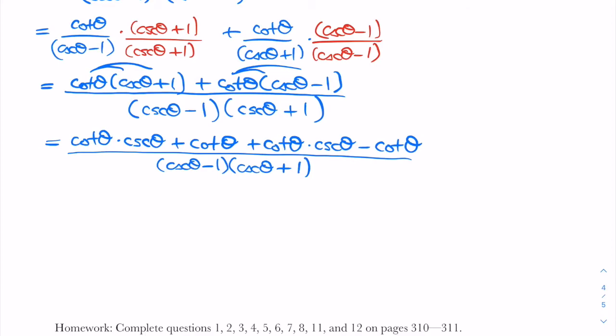Okay, so you can definitely start cleaning up the numerator. Add like terms. Notice that we have a positive cotangent theta, which will cancel out with the negative cotangent theta. And we have cotangent theta multiplied by cosecant theta. You can treat that as a like term. So we're going to add up these two terms over here. How many of those do you have altogether? Treat it just like you're collecting like terms. You have 2 of them.